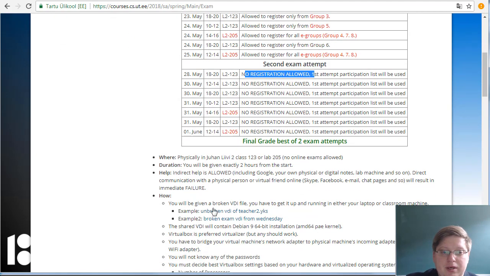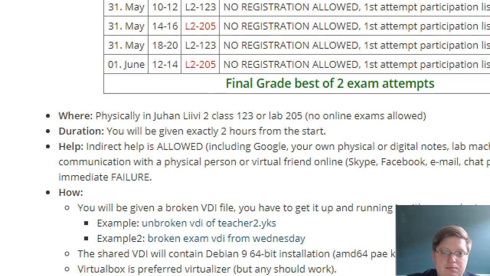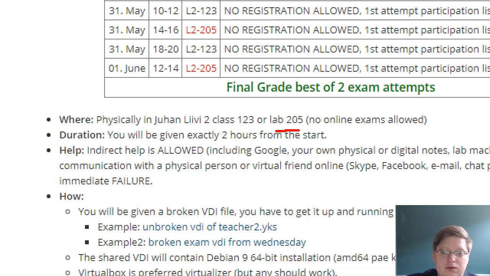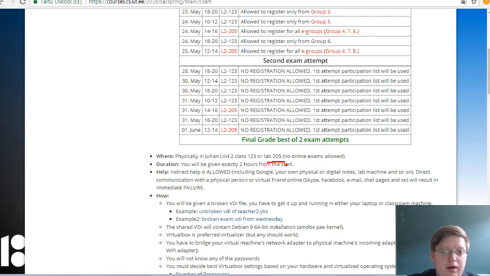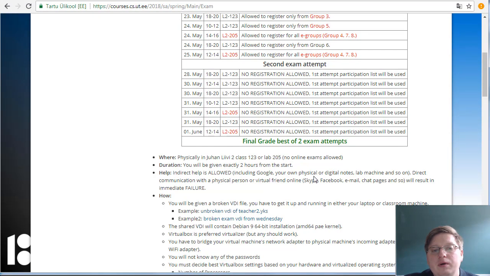The exams will be held physically in the Johan Skytte 2 building, mostly in classes 1, 2, 3, where we have had all the labs of this semester. Please pay attention to the fact that some of the exams are also held in lab 205, because classroom 1, 2, 3 is occupied for some of the examination times.